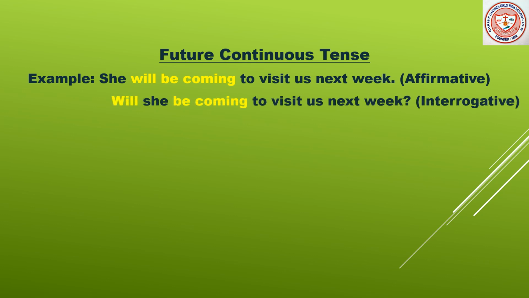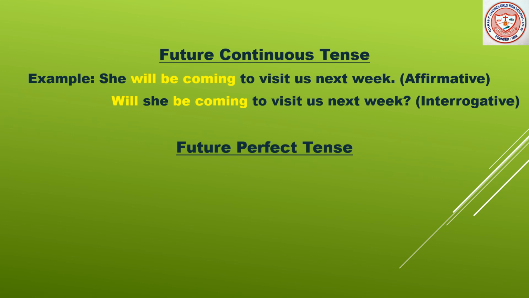What is the next one? Will she be coming to visit us next week? This sentence is related to the future continuous tense, and this is an interrogative sentence. Next one: future perfect tense.